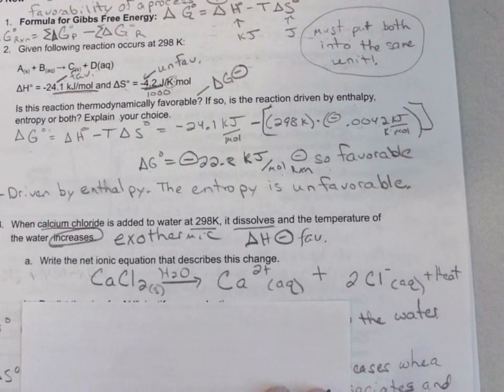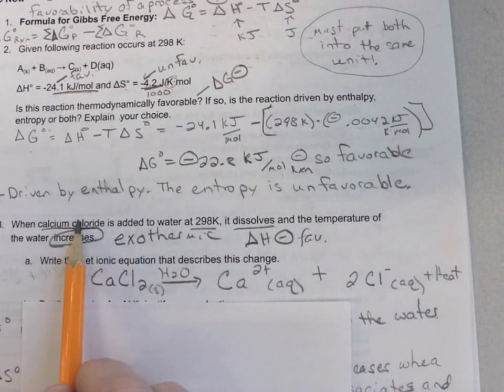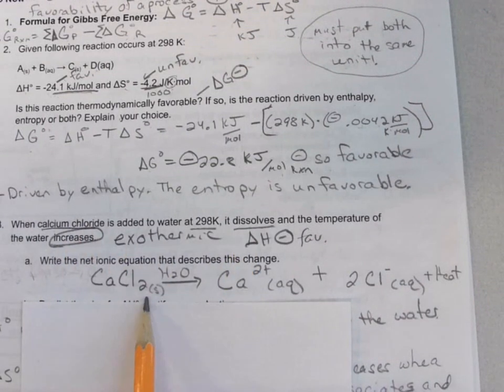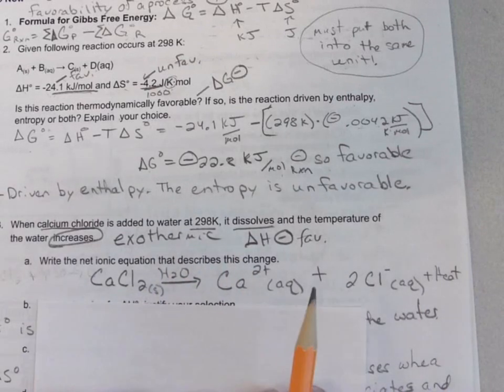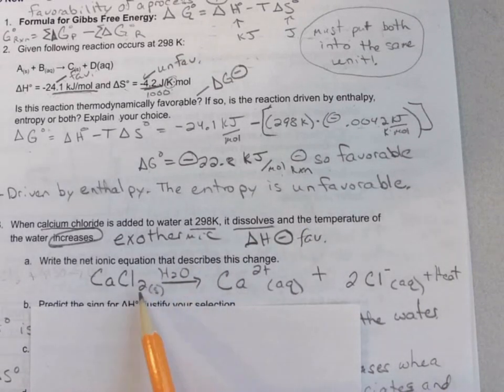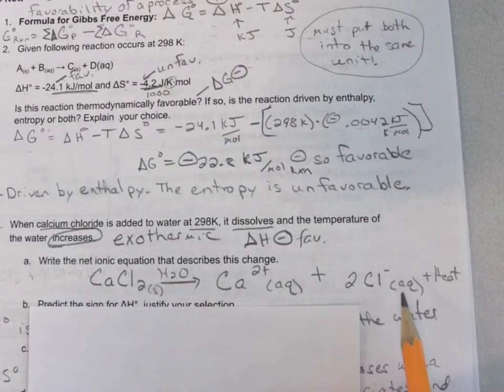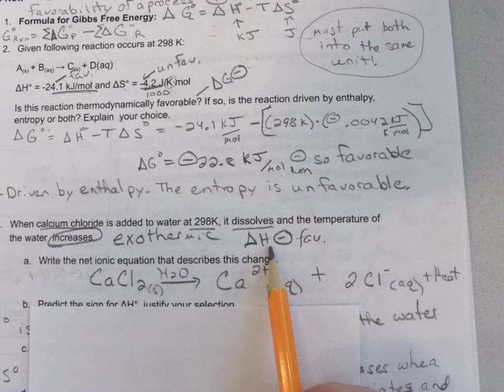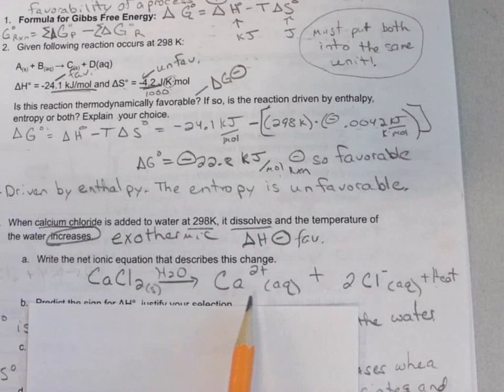Let me scoot this up a little bit. So we have a solid being added to water and dissolving. So solid, I just put the water up here because I'm not really including that in the equation, but you have to have it to make it work. And then the calcium and the chlorine ions are dissolving and they are dissociating. And then because it's negative delta H, I put plus heat here just for fun. All right.